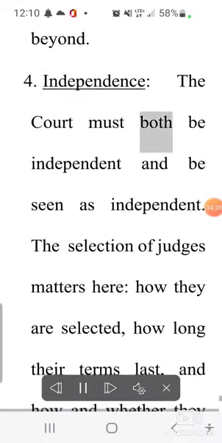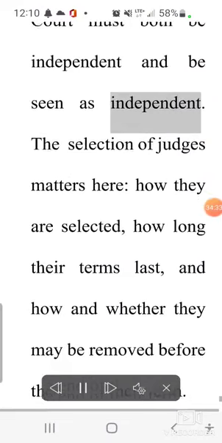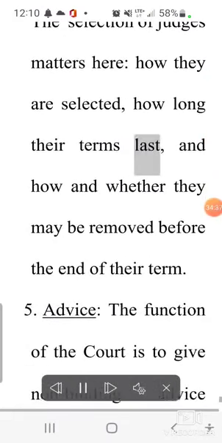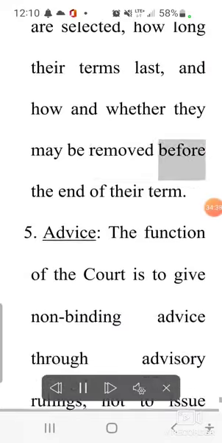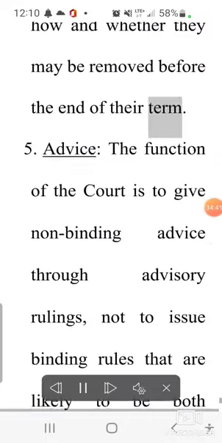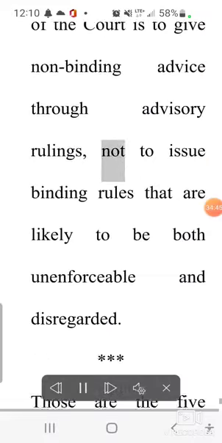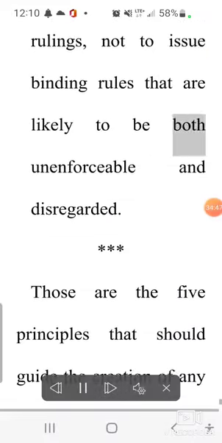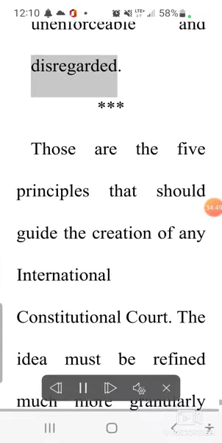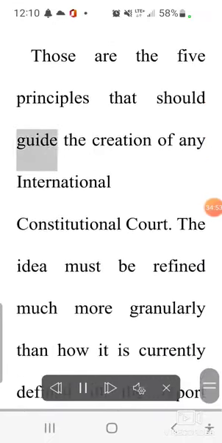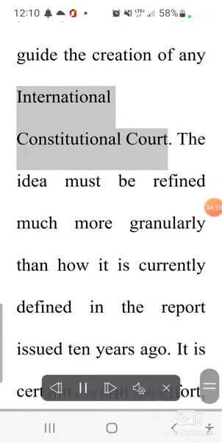Independence: the court must both be independent and be seen as independent. The selection of judges matters here: how they are selected, how long their terms last, and how and whether they may be removed before the end of their term. Advice. The function of the court is to give non-binding advice through advisory rulings, not to issue binding rules that are likely to be both unenforceable and disregarded. Those are the 5 principles that should guide the creation of any international constitutional court.